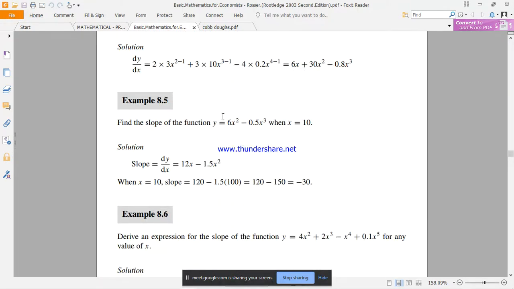Application. Find the slope of this particular function when x is 10. So, how do I find the slope of this particular function? We know that I'm just going to use the first rule of differentiation.